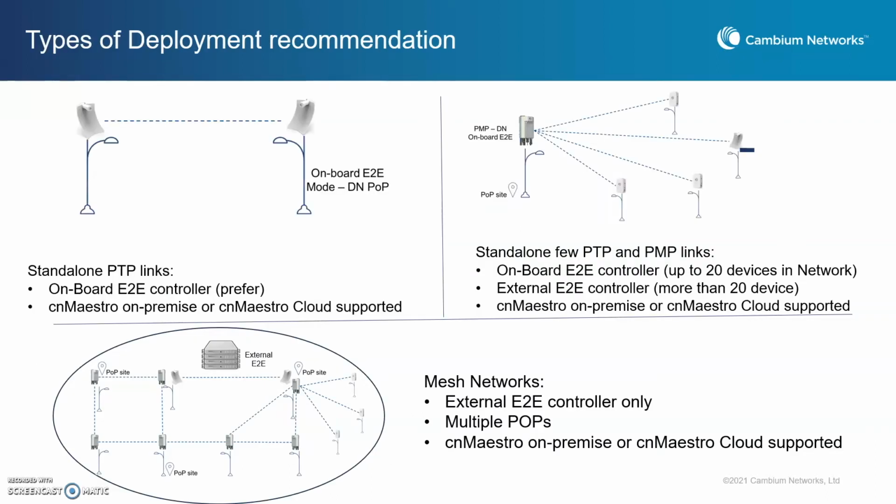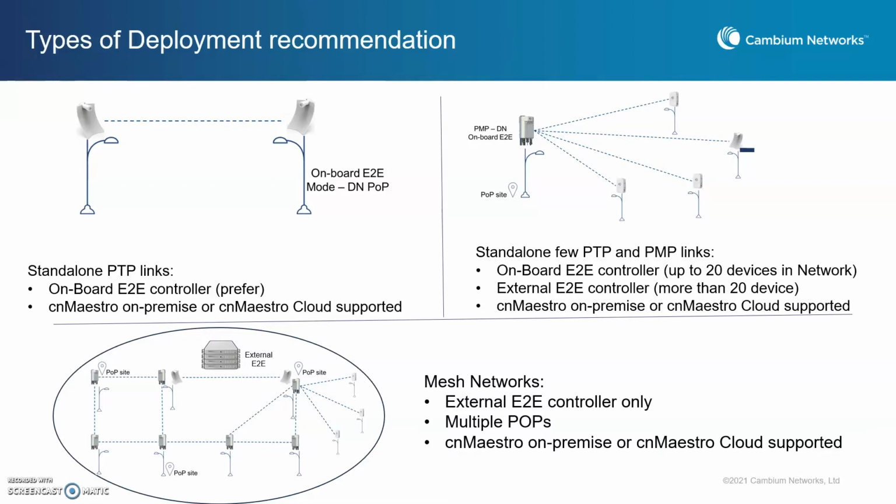So here are the types of deployments using 60 gig. On the top left, we have the standalone PTP link or links that you have. Typically, we recommend using the onboard E2E controller, where one of the radios acts as a POP TN. We prefer the onboard E2E controller for that, since it's just two radios. And we have cnMaestro on-premise or cnMaestro cloud supported if you want to manage this kind of setup.